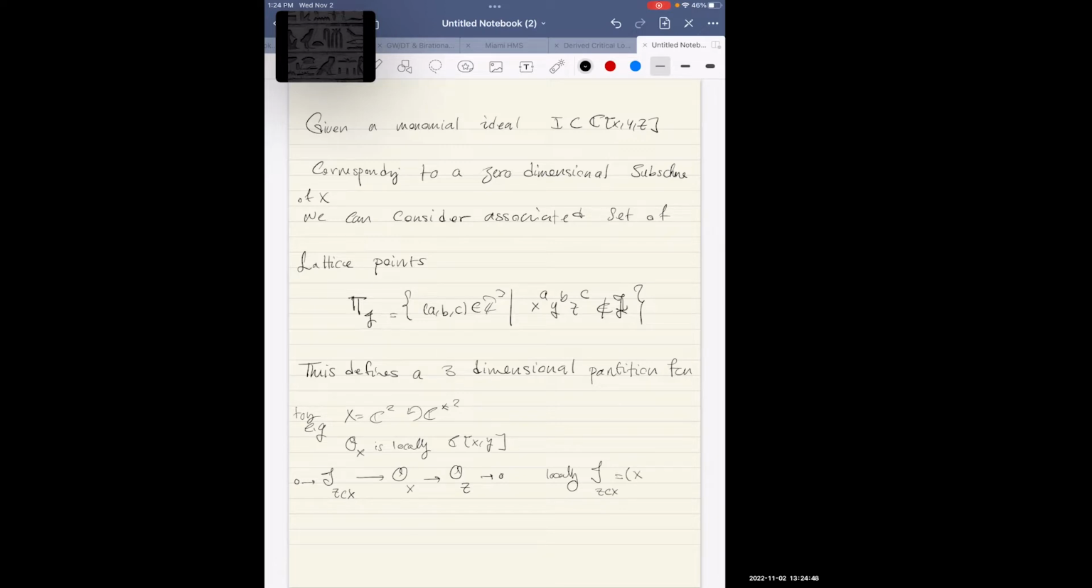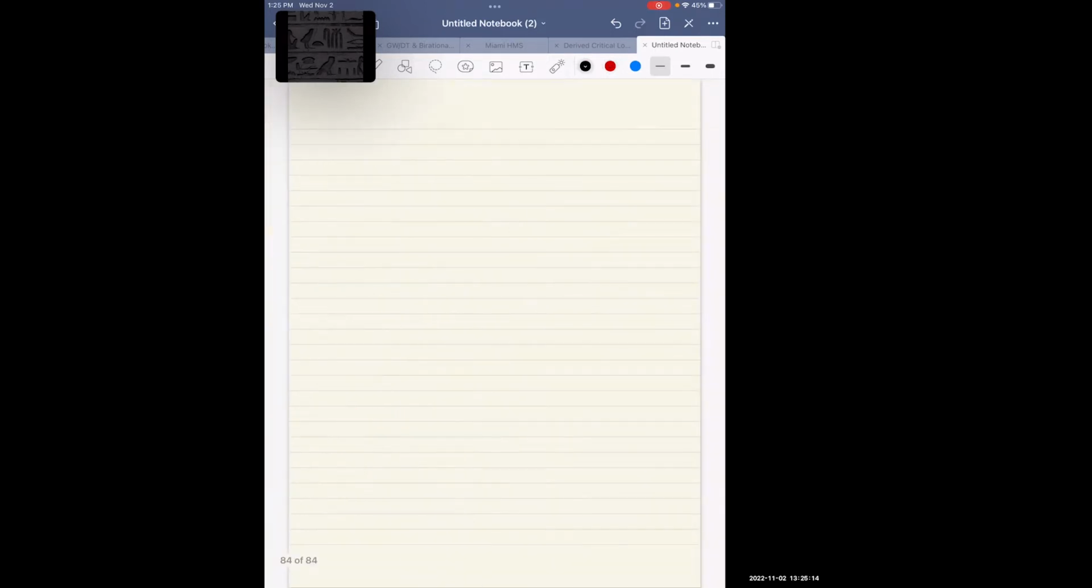So let's say x squared y, for instance. Okay, so how do we get a combinatorial object that understands this ideal? We were trying to come up with a combinatorial diagram or object that basically represents this ideal. It's actually very easy. Locally X is C squared.